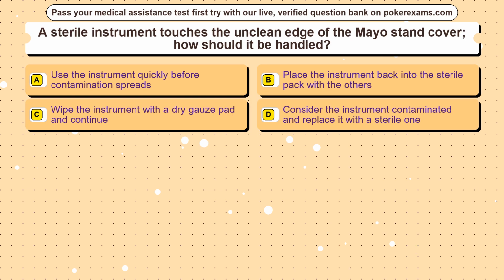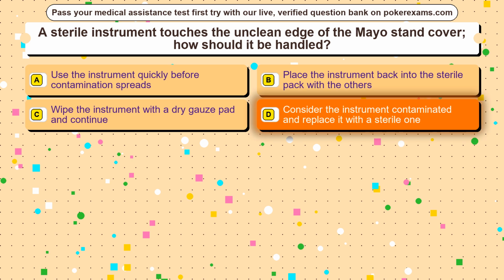Question 8. A sterile instrument touches the unclean edge of the Mayo stand cover. How should it be handled? Option A. Use the instrument quickly before contamination spreads. Option B. Place the instrument back into the sterile pack with the others. Option C. Wipe the instrument with a dry gauze pad and continue. Option D. Consider the instrument contaminated and replace it with a sterile one.